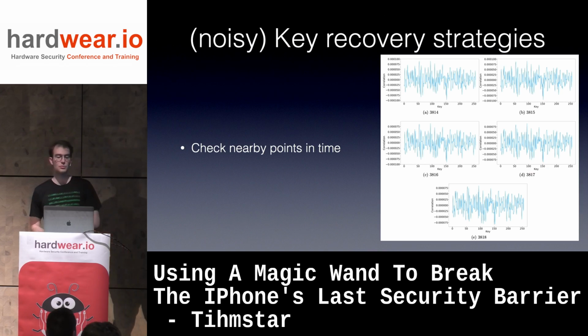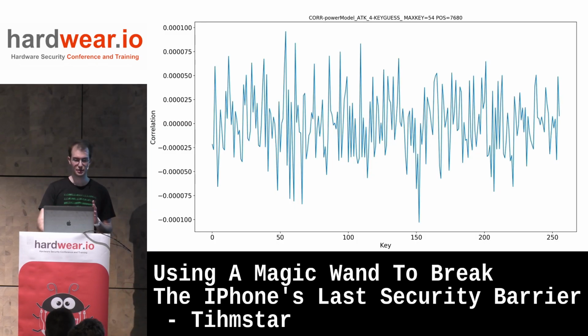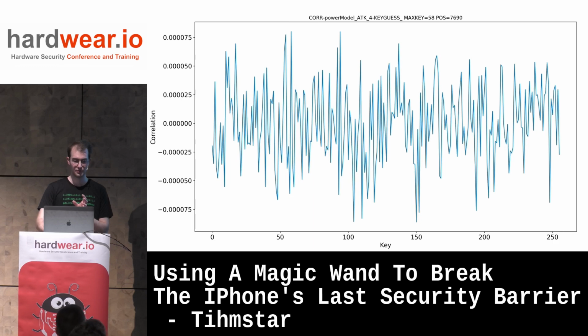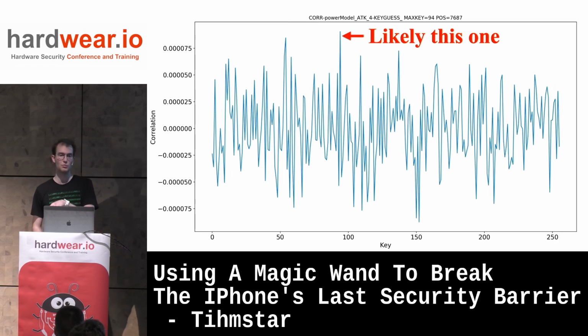Well, what else you can do is check nearby points in time. Basically, if you look at this, and then I go forward a time, you can see it's likely this one and not the one which was highest at first, right?